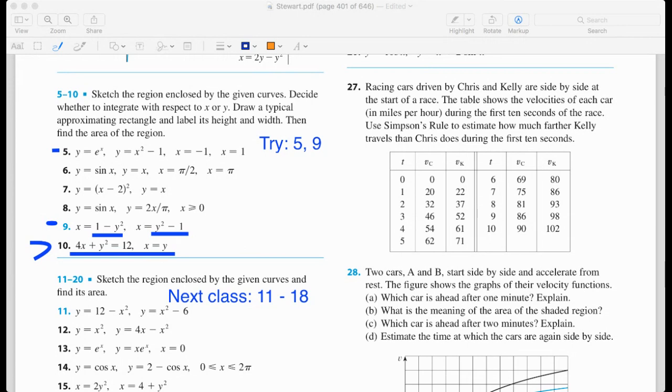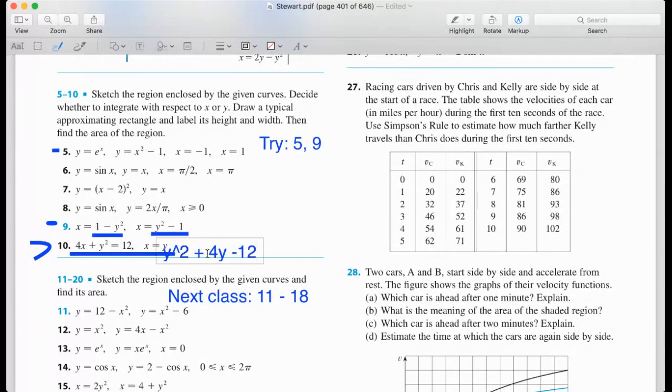Anyone like to try 10? So my hint is to substitute y into x. So the first equation we can write as y squared plus 4y minus 12 equal to 0. And then we can factor this. It factors as y plus 6 times y minus 2.